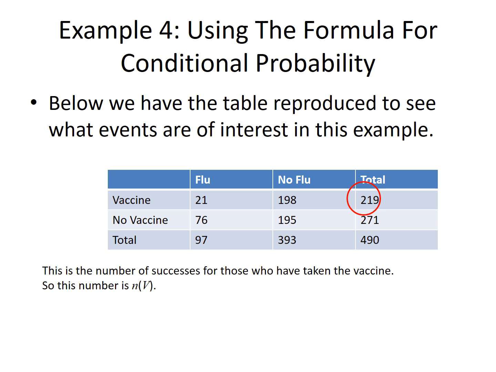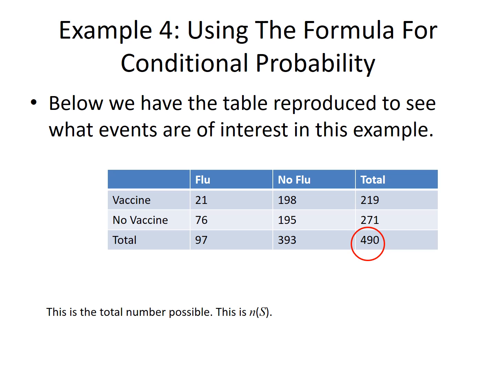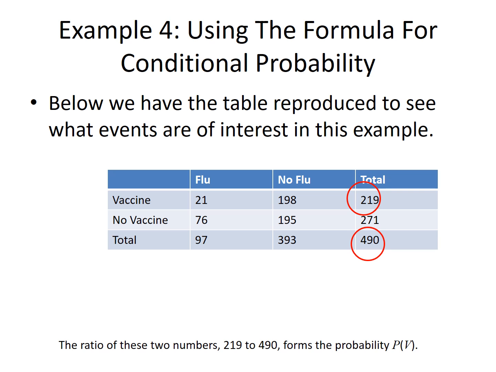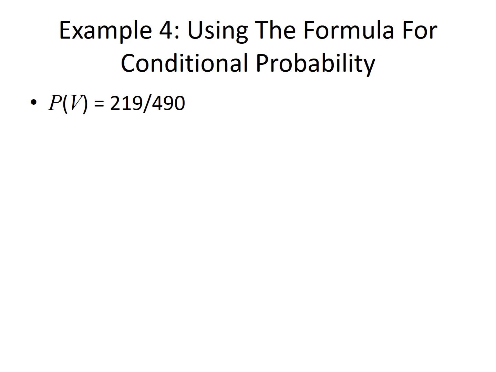The number 219 is the number of successes for those who have taken the vaccine. So this is simply the number of individuals in the set V, or the number who have the vaccine. And this again is the total number possible. So the ratio of these two numbers, 219 to 490, forms the probability of getting a vaccine. So the probability of getting a vaccine is 219 over 490. Again, the probability of getting the flu and having the vaccine is 21 over 490.